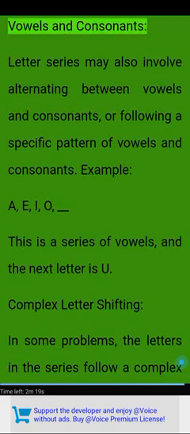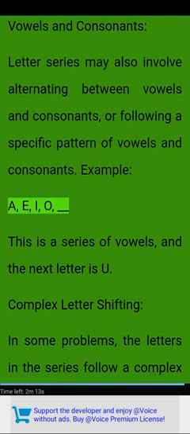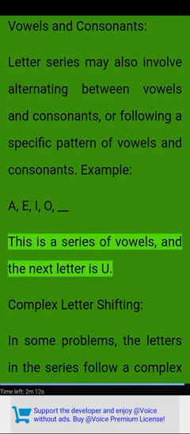Vowels and consonants. Letter series may also involve alternating between vowels and consonants, or following a specific pattern of vowels and consonants. Example: A, E, I, O, blank, blank. This is a series of vowels, and the next letter is U.